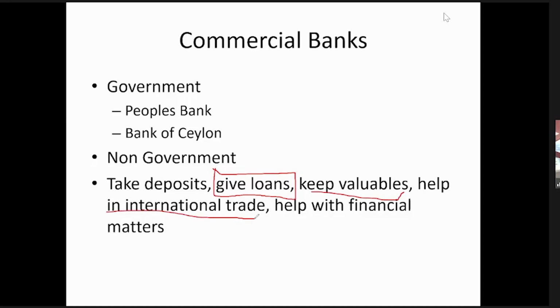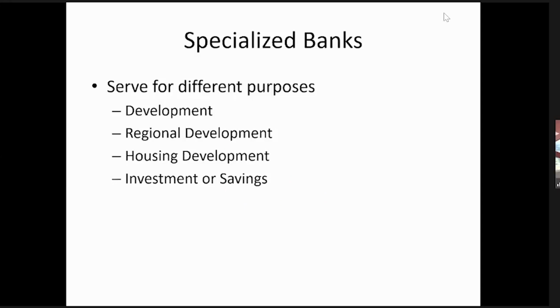So commercial banks are very much important in the economy because of these reasons. Now, another special type of bank is called a specialized bank. It's like a commercial bank, but they are established for a special reason, like development banks. People can save money. They will not be getting into international trade, but people can save money there.